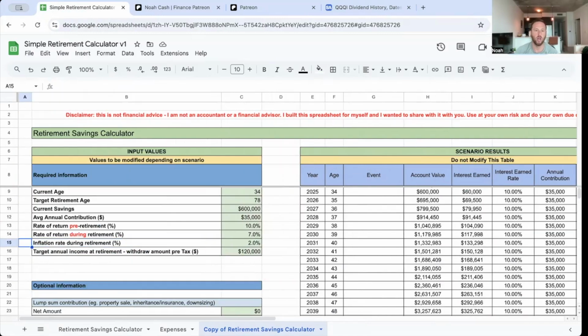Because at the end of the day, what we're trying to do is become financially free and utilizing math and utilizing calculators and a sound investment plan to get there.